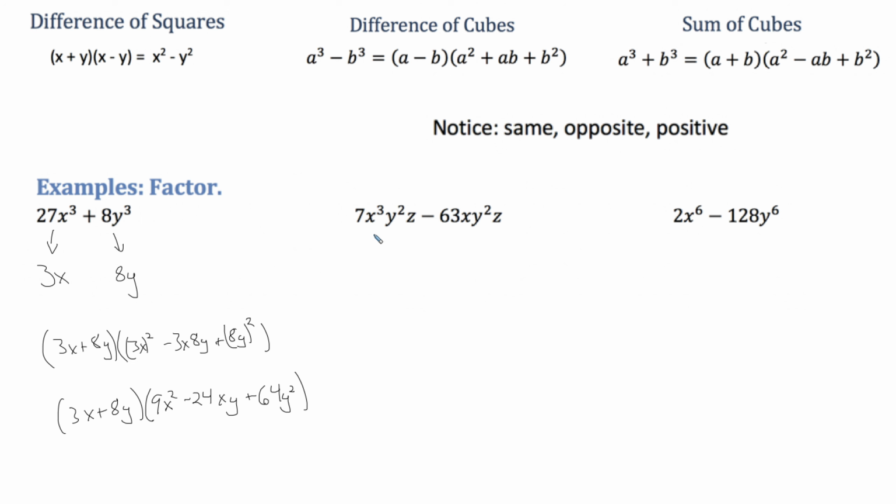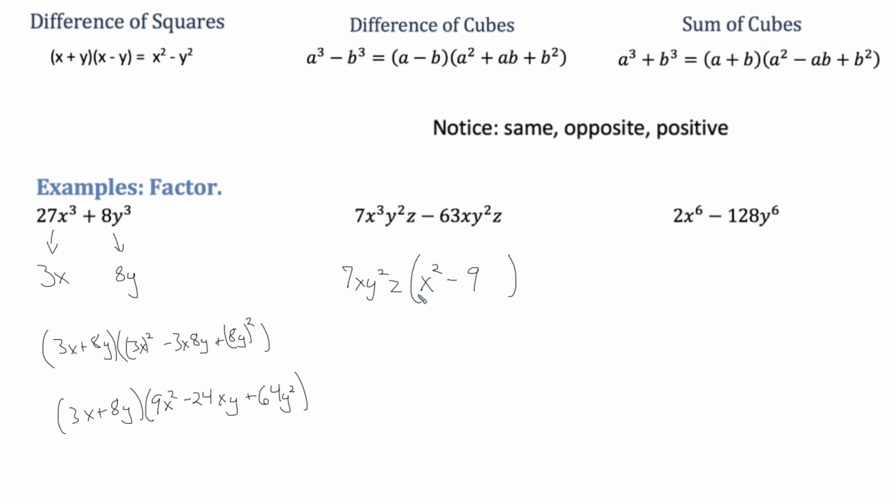Coming to our next one, first thing we're going to do is look for common factors, and there are a few, so 7 goes into both of these. So 7, we have an x cubed and an x, so we have a common factor of x, y squared and y squared, so that's a common factor, and then a z in common in both. Well, what's left here if we factor those out? Factoring out of here, we'll just have an x squared minus 9.